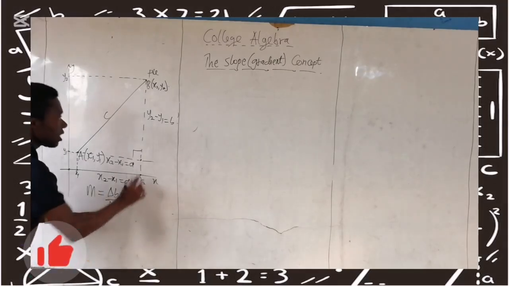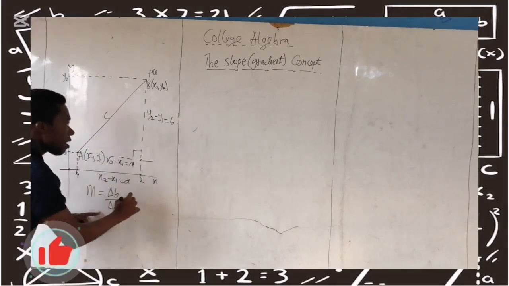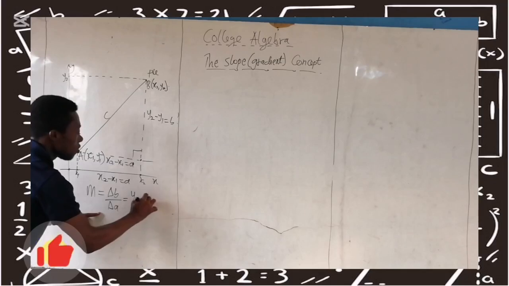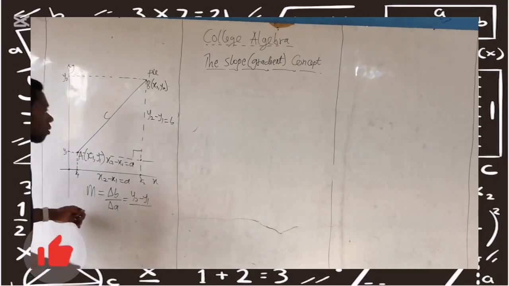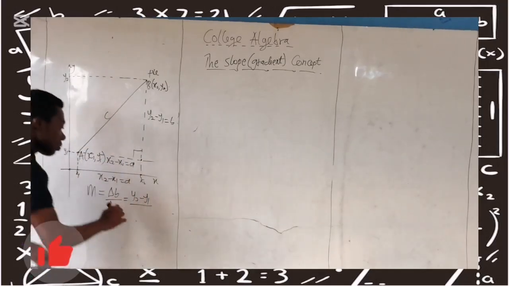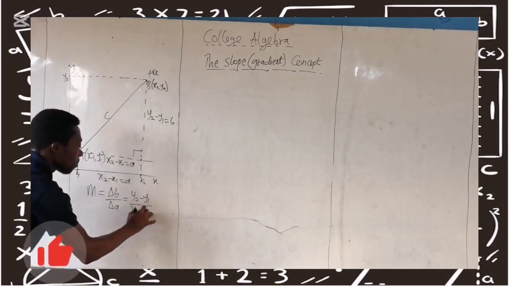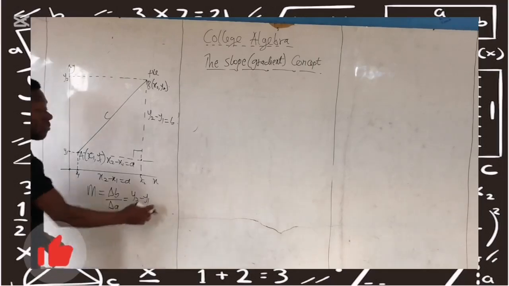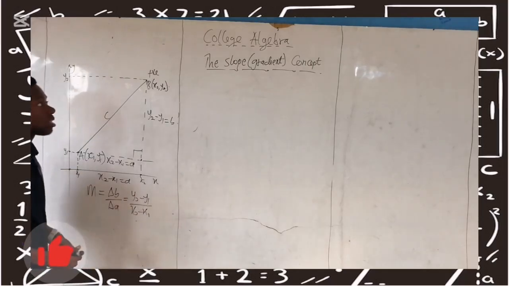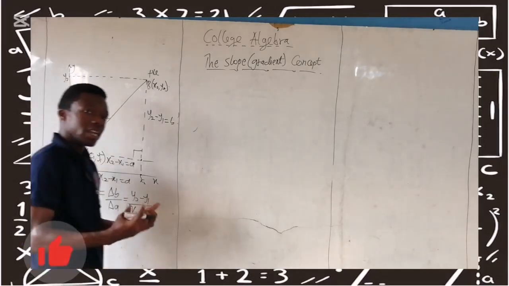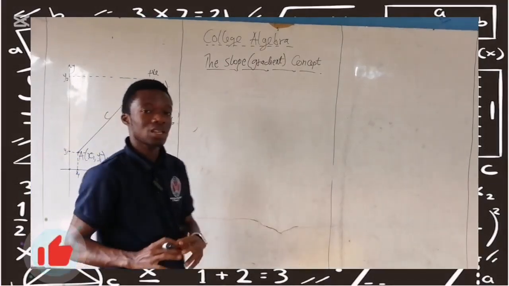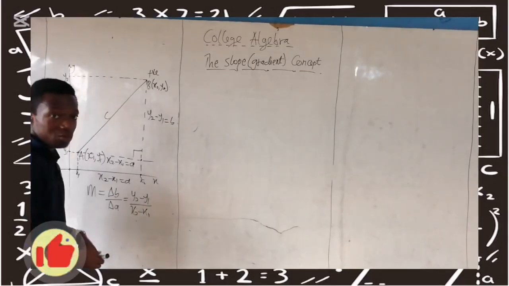So what will be the change that we're getting for b? We're having here y2 minus y1 over the change that we're having in x, which is x2 minus x1. And this is how we find the slope or the gradient given any 2 points. So let's take note of that. Let's take an example to find the slope.